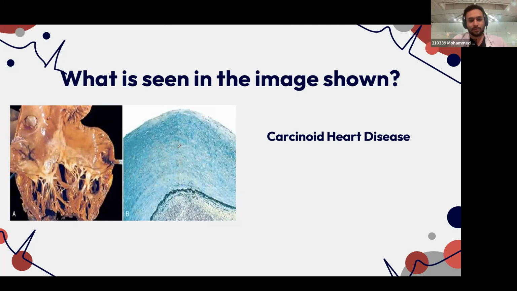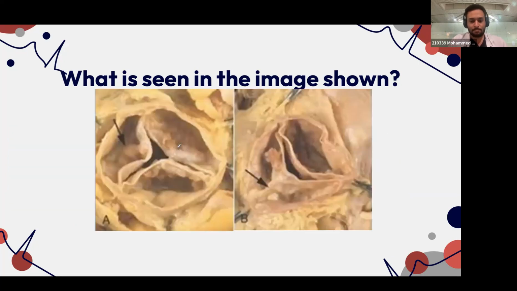Okay, good. Now, can someone tell me what's in image A? Actually, both. It's both caused by the same thing. Calcification. What's the risk factor for this?